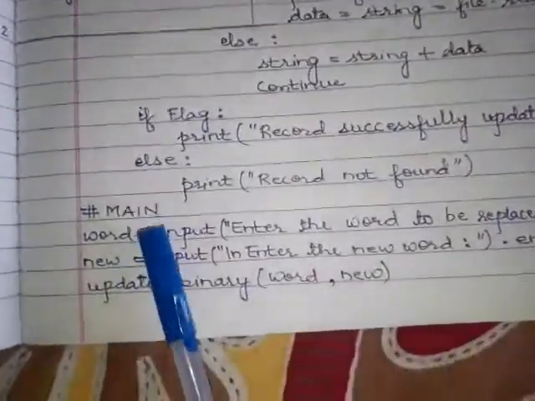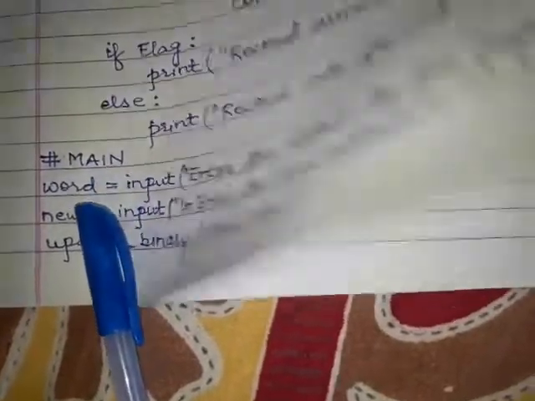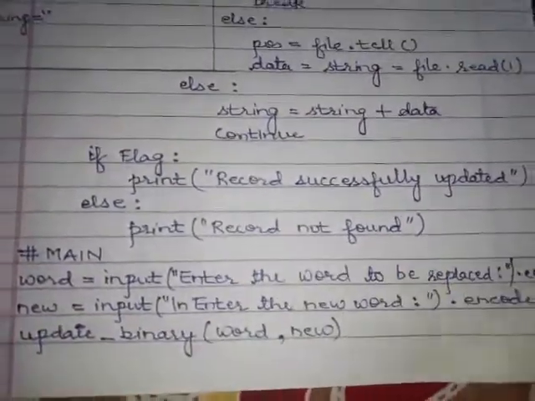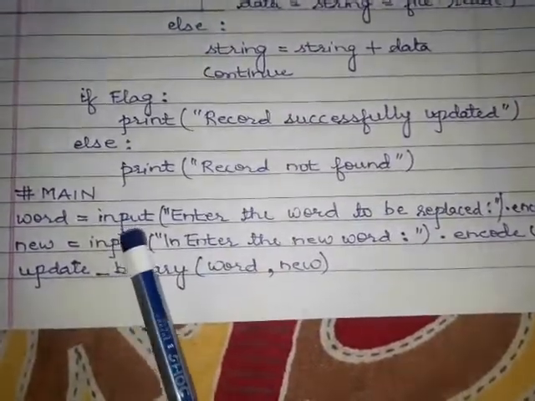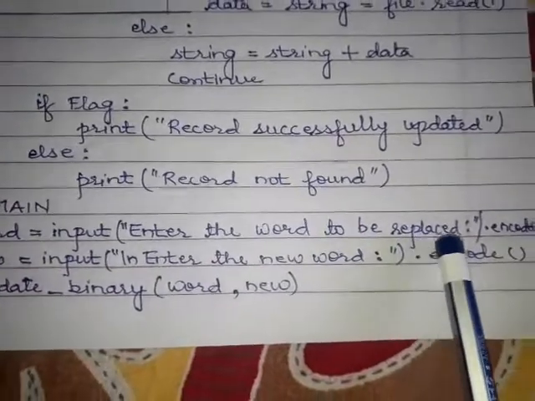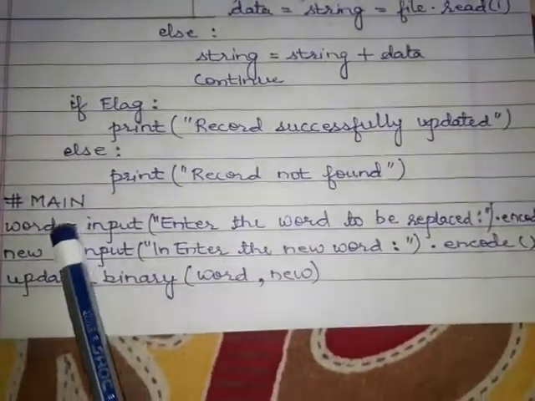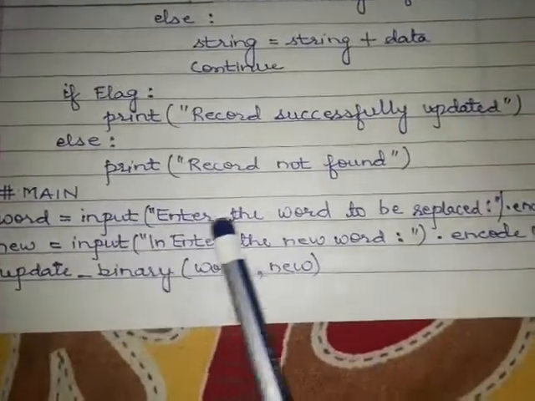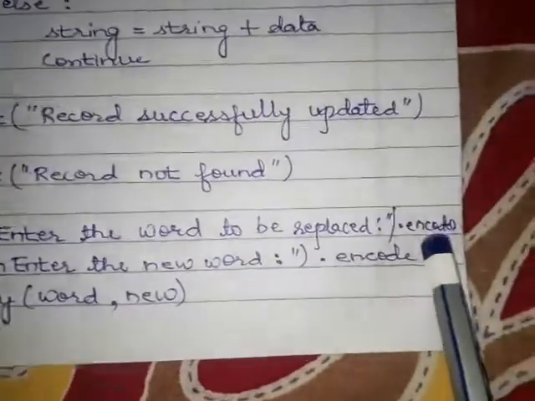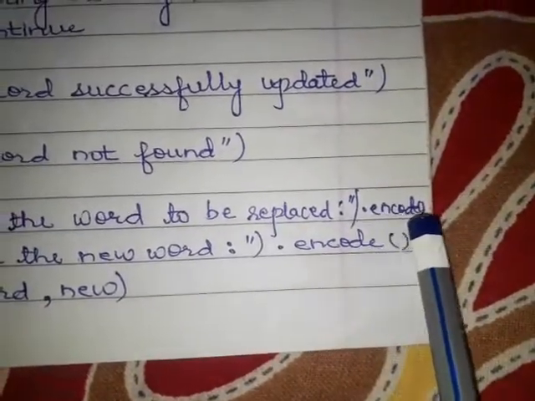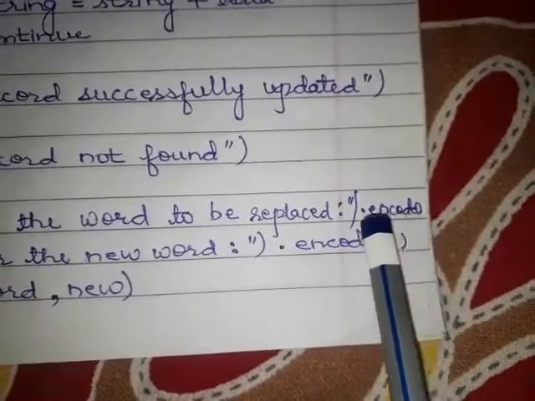Okay. First of all, the execution of the program starts from the main part. So in the main part we read two lines. First one is the older name. Input, enter the word to be replaced. So here in word we have given the name Ravi, and this name, whatever you give, is encoded with the help of this encode method. Okay, because in binary form this is necessary.